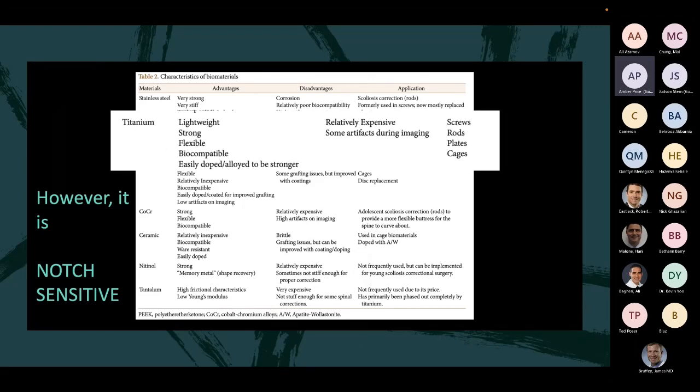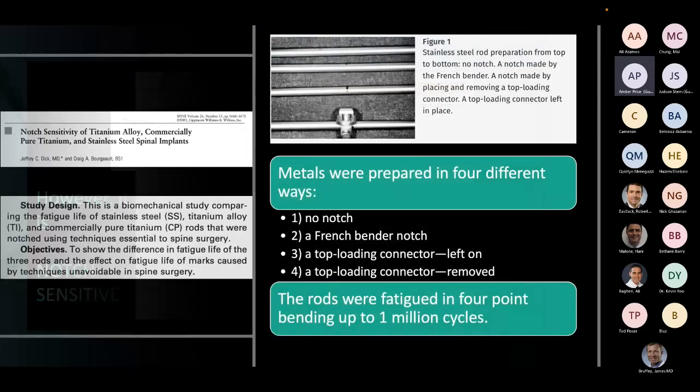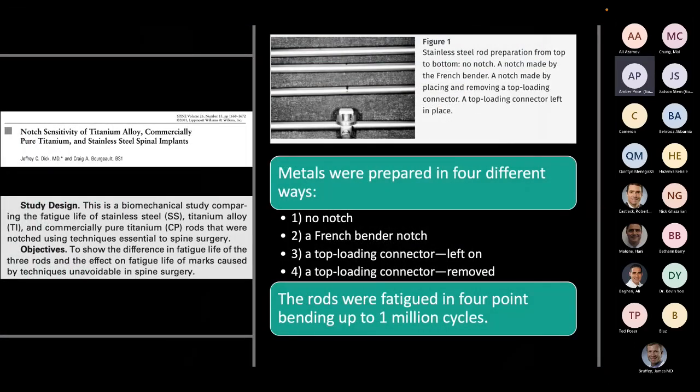So titanium is good, but it does have some negatives to it as well. So the advantages are it's lightweight, strong, and flexible. It's a little bit easier to bend, and that's relative to its Young's modulus. So it's easier to kind of bend into your constructs. It's relatively expensive, however, and it is notch sensitive. And so I'll kind of show you a little bit more about the notch sensitivity of the rod.